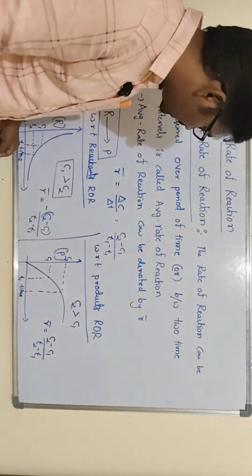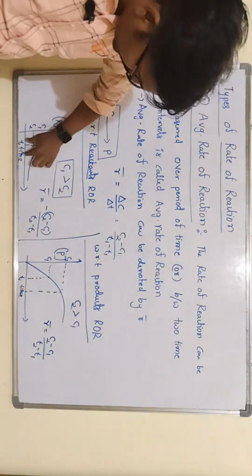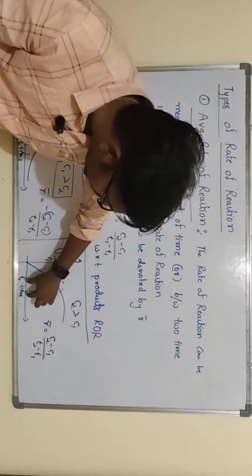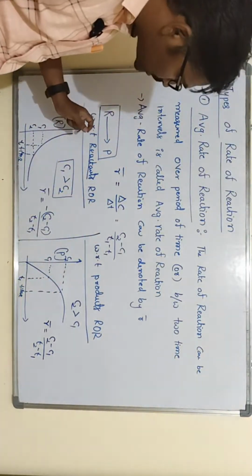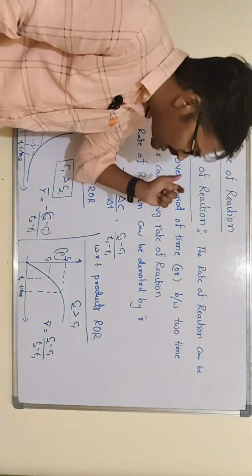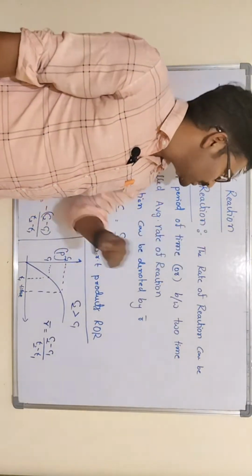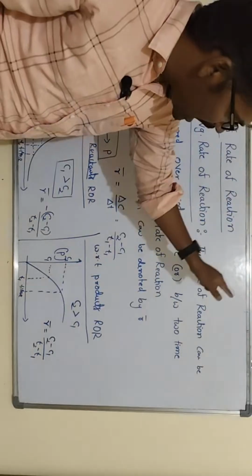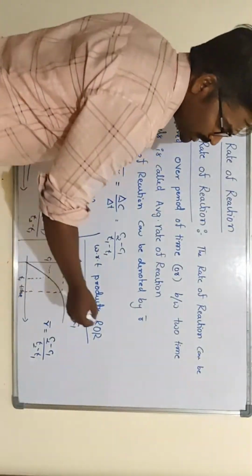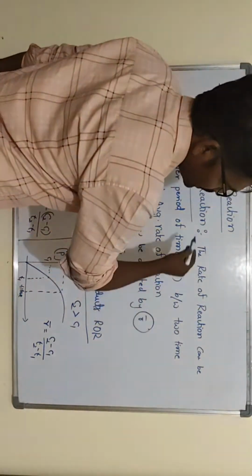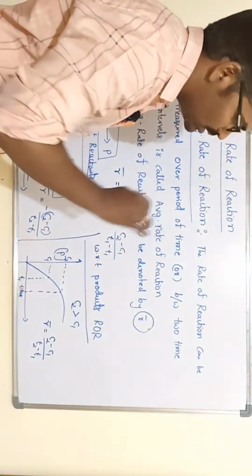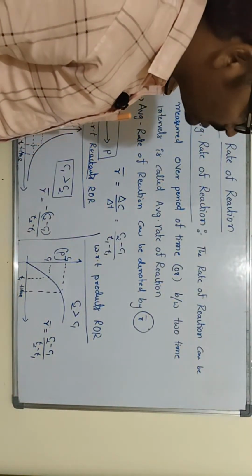So this is the average rate of reaction in a certain period of time, either with respect to the reactants or with respect to the products. Rate of reaction we can measure. So this is what we call the average rate of reaction. Average rate of reaction can be denoted by R bar. Clear? Understand, all of you?